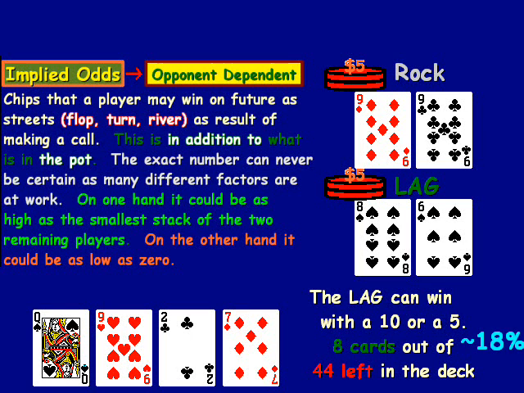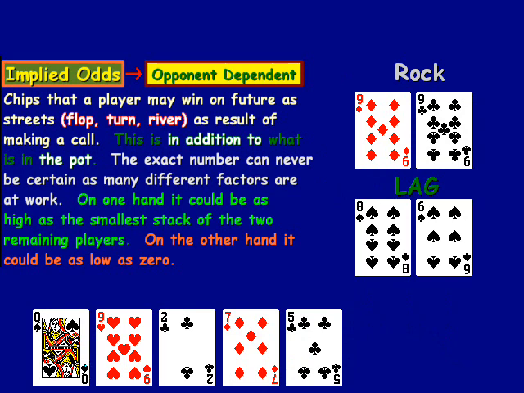Now, if we look at this board here, the lag can win with a 10 or a 5. So 8 cards out of 44 that are left in the deck, which comes out to approximately 18%. The pot was 10 before the rock bet, so the lag is essentially getting 2 to 1. They could win 20 on the $10 that they're calling, but the lag is calling with the hopes of winning on implied odds. So the lag calls and gets its miracle card, hits the 5 for the concealed nut straight here. Well, the rock checks, and the lag decides to bet 15. The rock ponders the bet for quite a while and decides to fold.